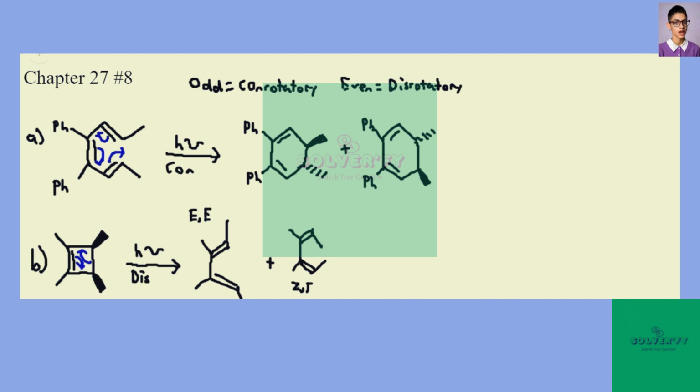So the EE product is going to be, oops, I was trying to draw a Z while I said E. So there's the ZZ product. So we're probably not really going to see this ZZ product because this EE product is much more sterically favorable. And so that's what we're likely to see. That's the answer for B. And that is the answer to chapter 27, problem number 8.